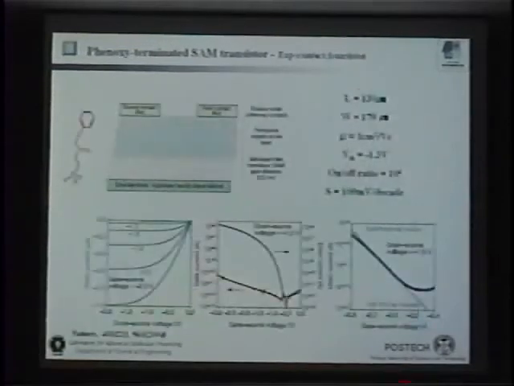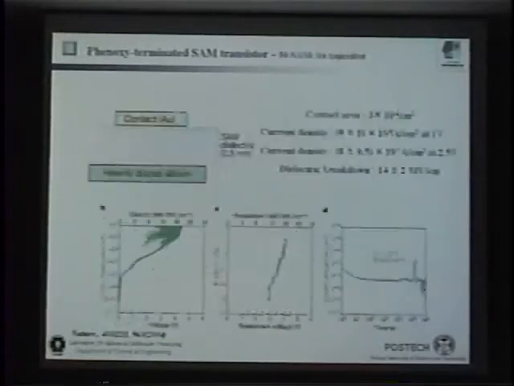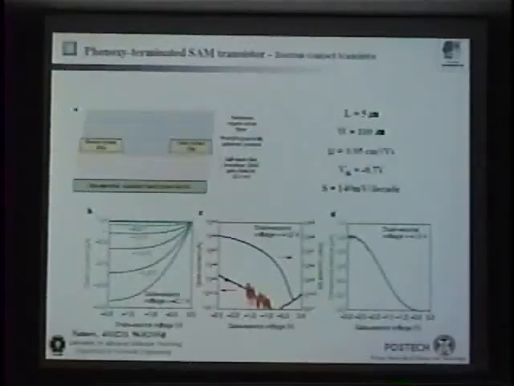Next slide. They measured the characteristics of the transistor, and they show it's really nice. They also measured IV characteristics with SAM and then gold contact on silicon. They said the breakdown voltage is about 14 megavolts per centimeter, which is really remarkable. Next slide. They also measured some other types of transistors. And this is the end of my talk. Thank you.